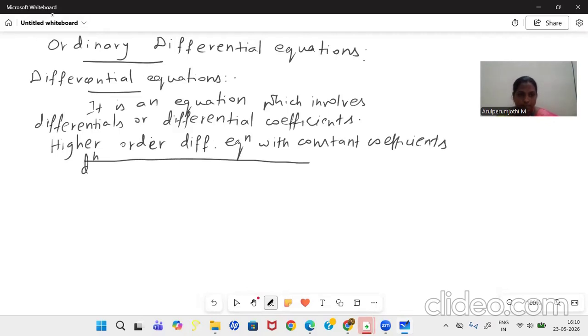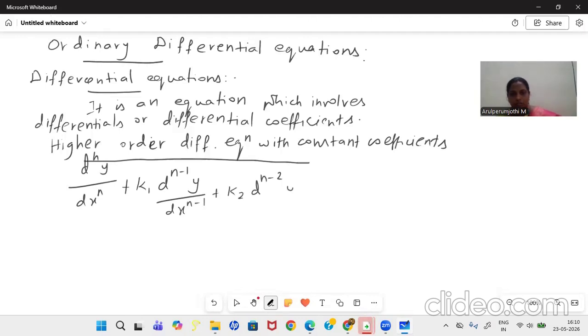It is d^n y divided by dx^n plus k1 into d^(n-1) y divided by dx^(n-1) plus k2 into d^(n-2) y divided by dx^(n-2) and so on. At last you'll be having kn into y, which is equal to the right hand side, some function, which I'm going to write as q of x.